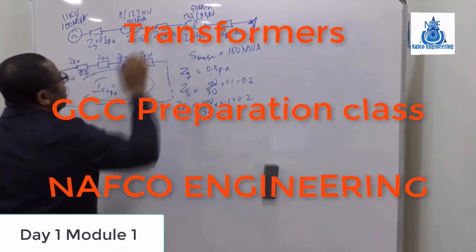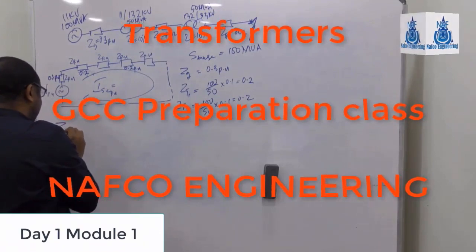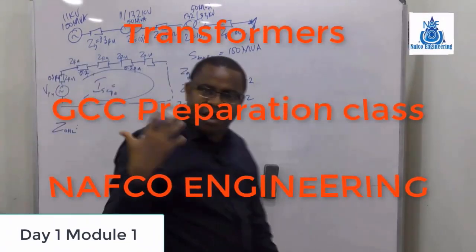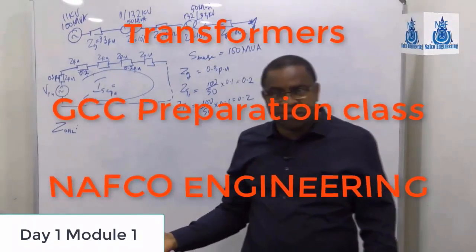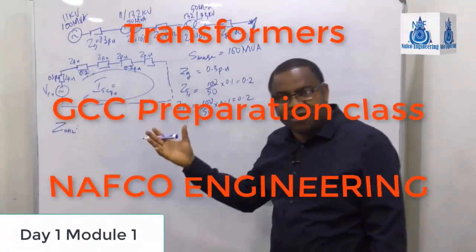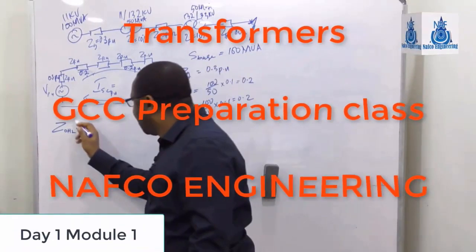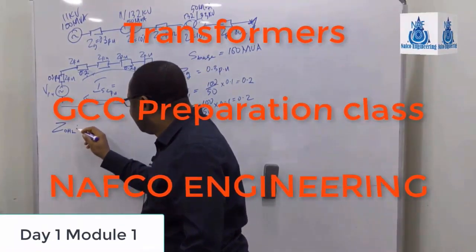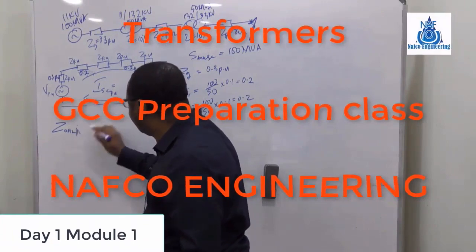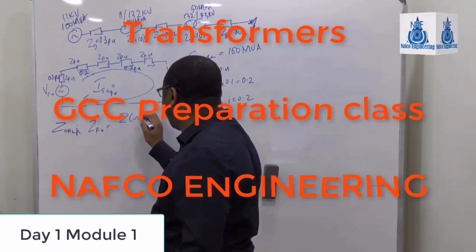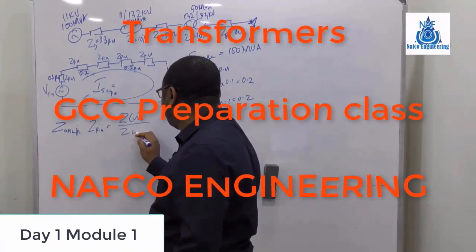Then now the next is Z of the overhead line. How do you get that? That value is given to you in ohms. What is ohm actual value? Remember we said Z in per unit is Z in ohms, that's your actual value, over Z base.